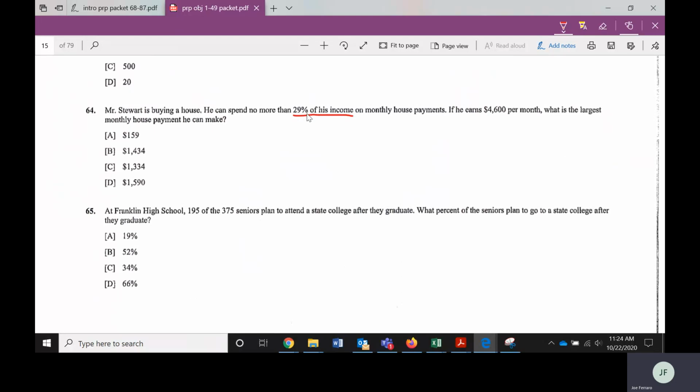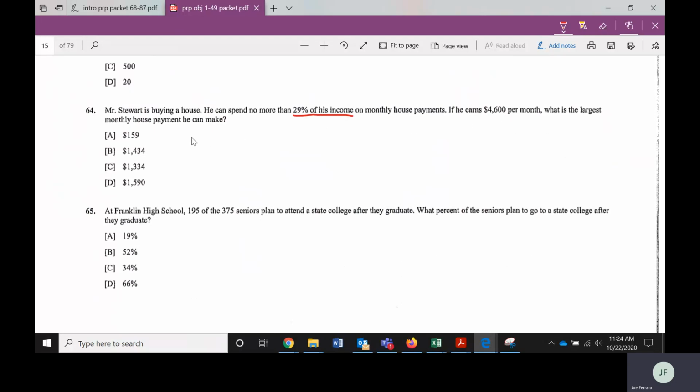So this is kind of key here. It says 29% of his income. So there's the word of, and it says his income. So we have to figure out if the number they give us is his income, or are we looking for his income? Because after the word of is the whole. If we don't know this part, that's what we're going to be looking for, is the whole. If we know this part, okay, what number goes here, then we're looking for what we would call the part. So it says if he earns $4,600 per month, that would be his income.